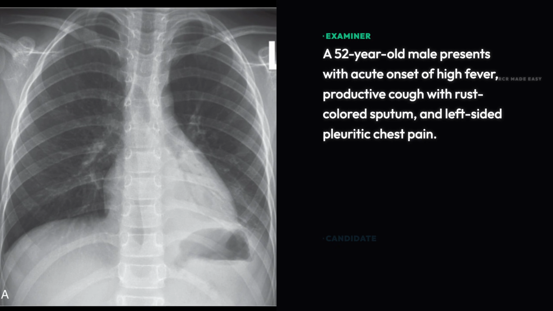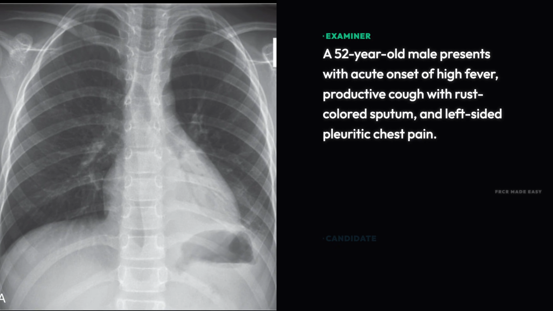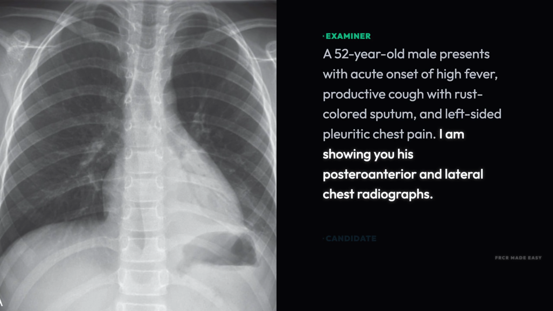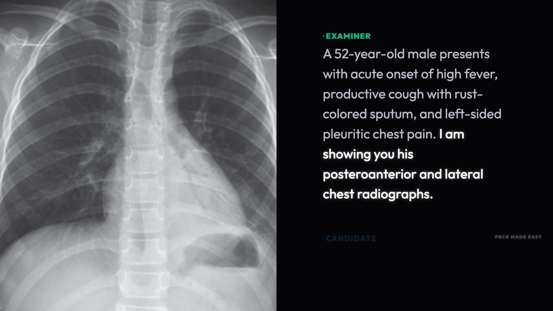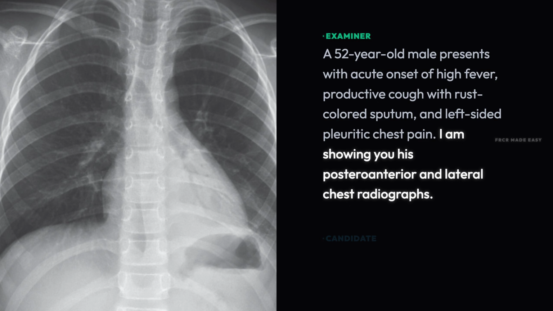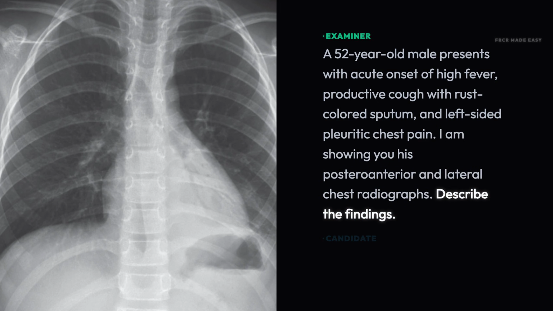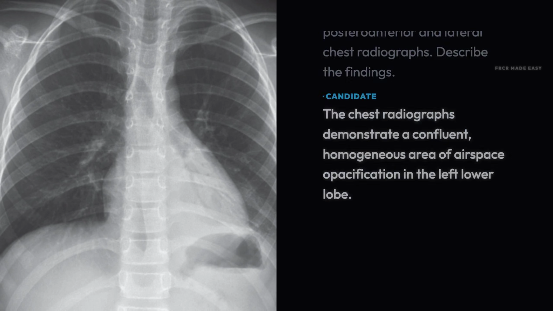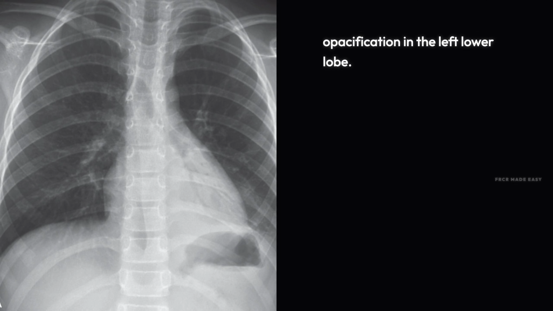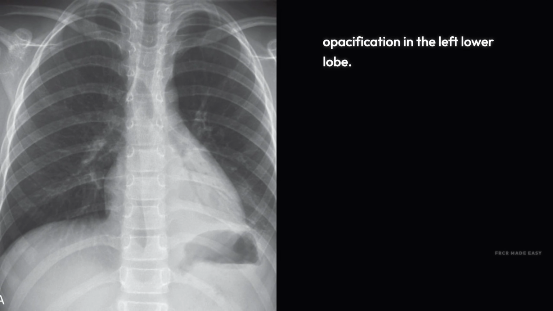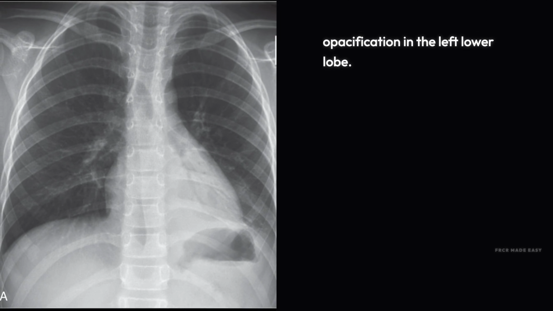A 52-year-old male presents with acute onset of high fever, productive cough with rust-colored sputum, and left-sided pleuritic chest pain. I am showing you his posteroanterior and lateral chest radiographs. Describe the findings. The chest radiographs demonstrate a confluent, homogeneous area of airspace opacification in the left lower lobe.